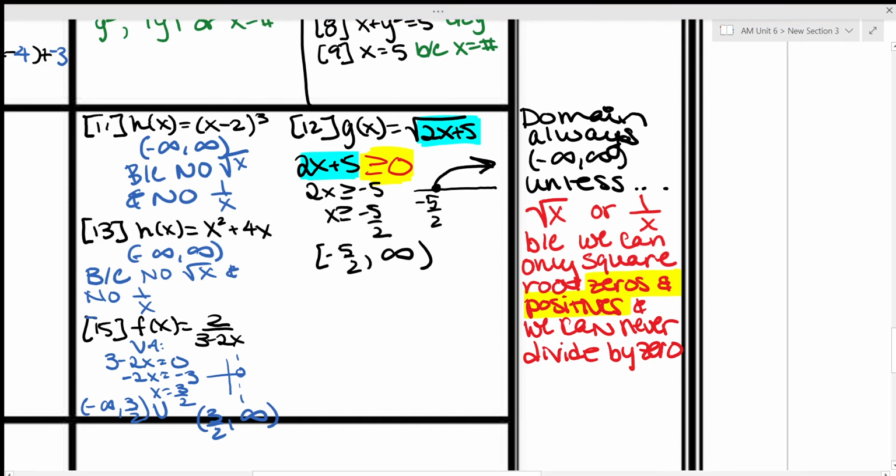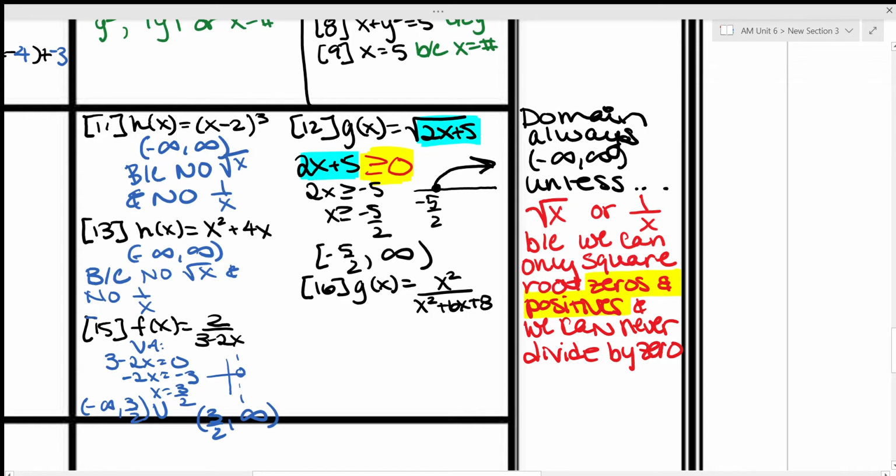Okay, all right, so do you need me to do number 14 or 16, or do you guys kind of remember how to do those? 16? Okay, so 16, we have an x squared over an x squared plus 6x plus 8.